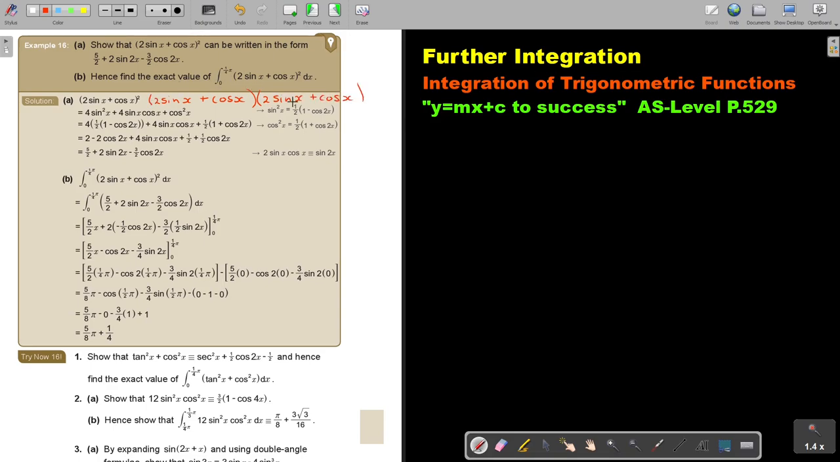And then you're going to multiply. So you're going to get 4 sin squared x. And if you multiply this one, you're going to get 2 sin x cos x plus another 2 sin x cos x, and that's why it's 4 sin x cos x. This one is actually easy because you square the first one, you multiply the two terms with each other and multiply by 2, and then you square the last one.